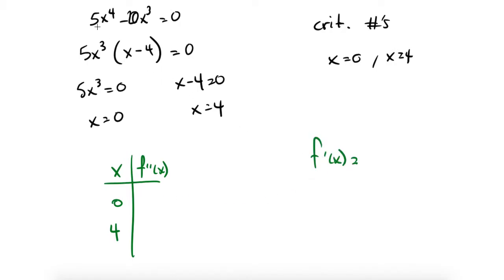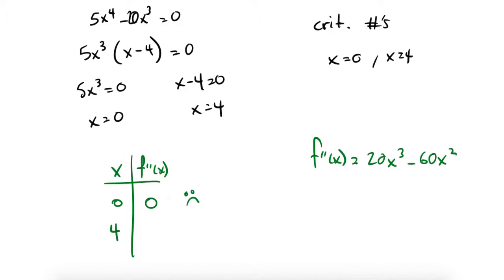So I've got the first derivative, which is 5x to the fourth minus 20x cubed. So then the second derivative is going to be 20x cubed minus 60x squared. Now, if I plug in 0, what am I going to get? 0. Womp womp.